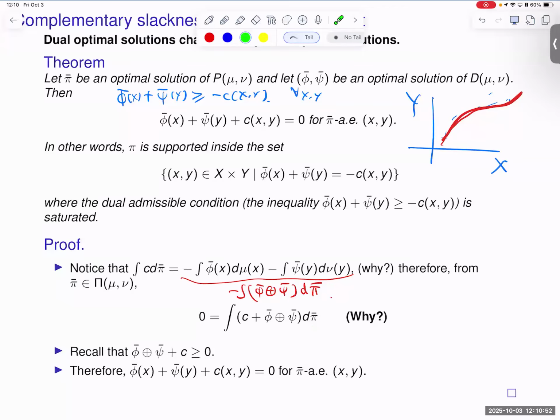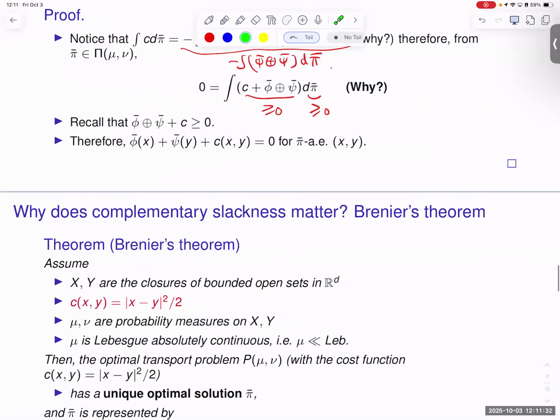So now we know that this is always non-negative and this is always non-negative, and the result is 0. The integral of a non-negative object is 0. That means everything inside has to be 0, so this product is 0. That means this guy will not be non-zero whenever this is non-zero. So it should be non-zero only when the left-hand side is 0. That's this result. Good, so that's complementary slackness, and that's why it is so important.